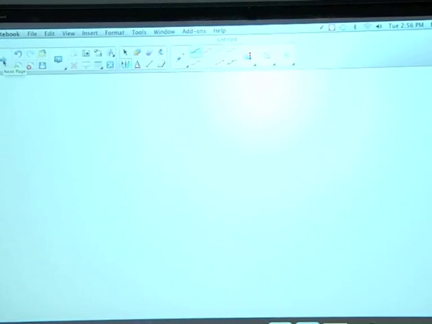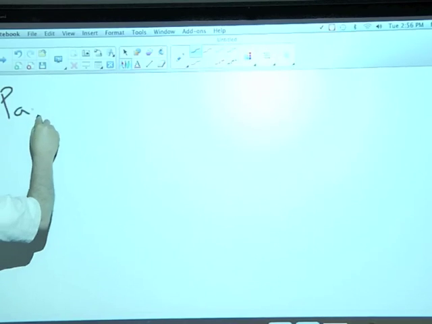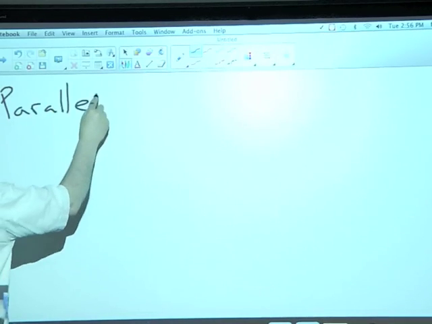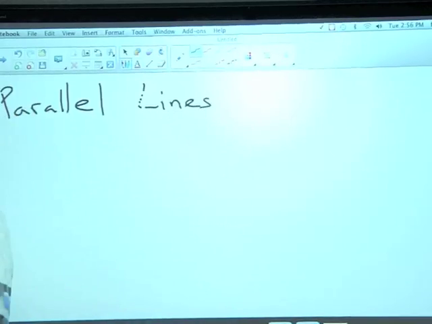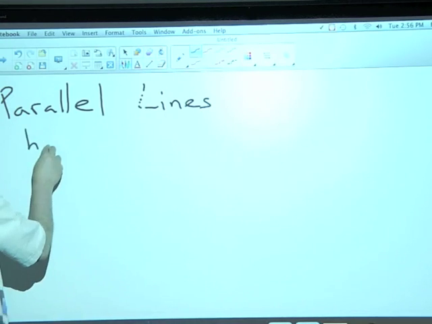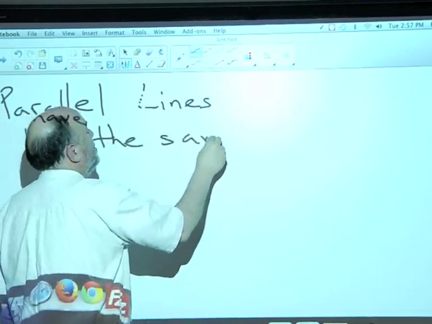Terms of slope and equation of a line. The other part then deals with parallel and perpendicular lines. So first off, parallel lines. What is true about parallel lines? They have the same slope. They don't intersect. And why don't they intersect? Because they have the same slope. Okay? So parallel lines have the same slope.